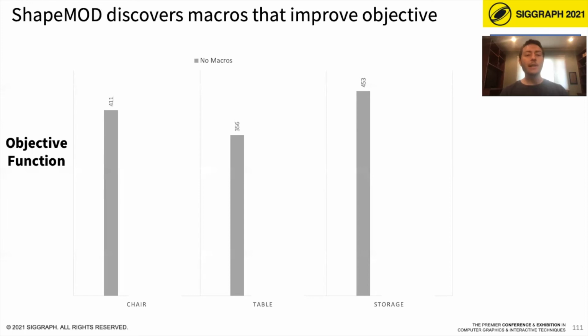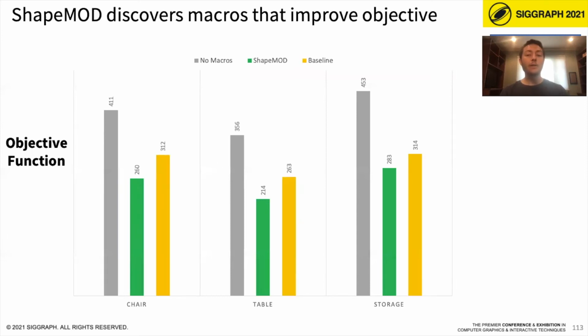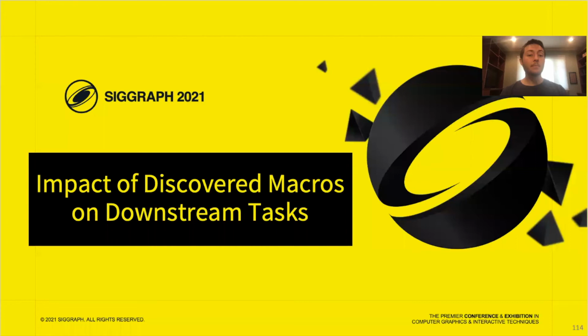We validate that the ShapeMOD algorithm is effective at optimizing the objective function. For each data set of programs, we compare the starting objective function value, the final objective function value found by ShapeMOD, and the final objective function value found by a baseline method that takes a naive single-pass approach to discovering macros. ShapeMOD does the best job of minimizing the objective function.